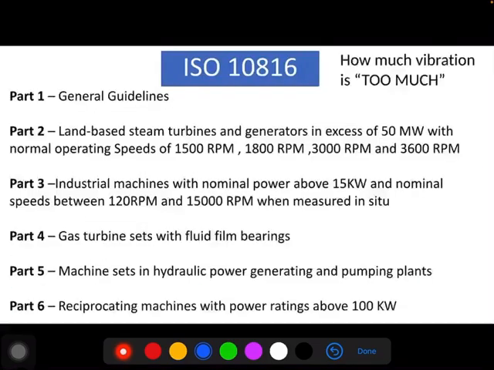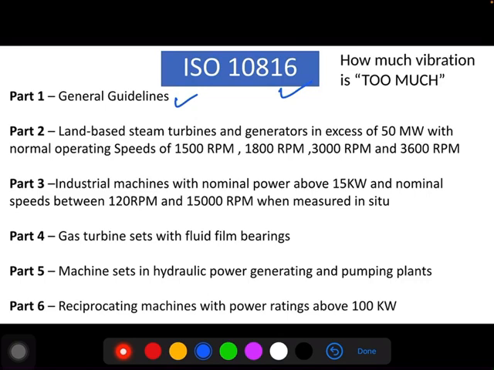For any vibration analyst, he should understand how much vibration is too much for his equipment. In industries, the general guideline followed is ISO 10816. This guideline has 6 parts, part 1 to part 6. Part 1 represents the general guidelines for vibration measuring.